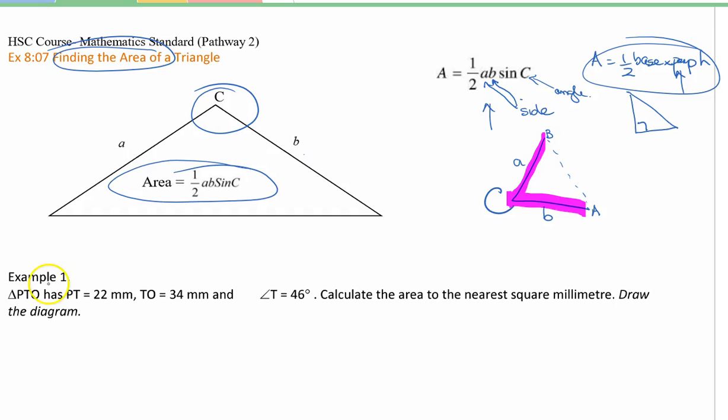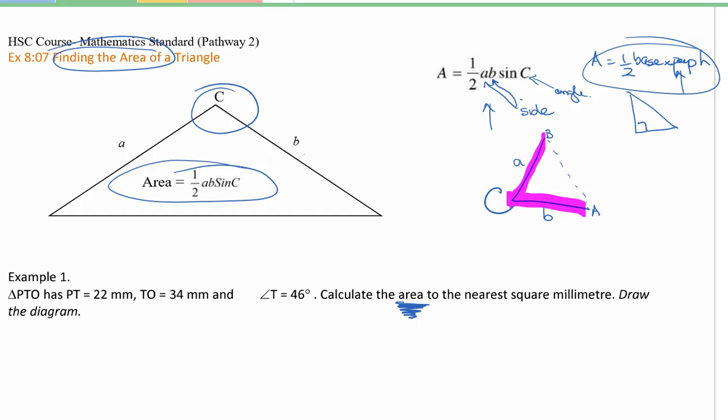Okay, let's have a look at the example. Triangle PTO has PT is 20, TO is 34, angle T is 46. Calculate the area. It's not finding a side, it's not finding an angle. This is where we pay attention to the detail, which you've become very, very good at. You really have.